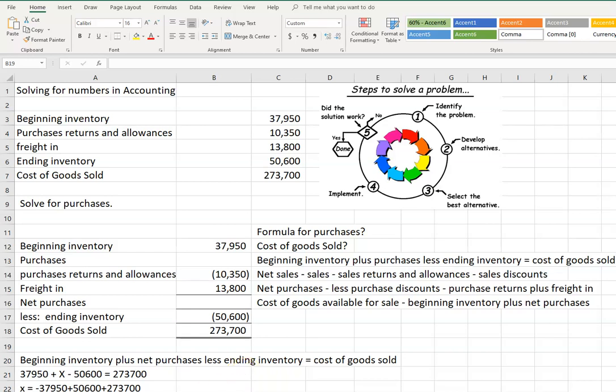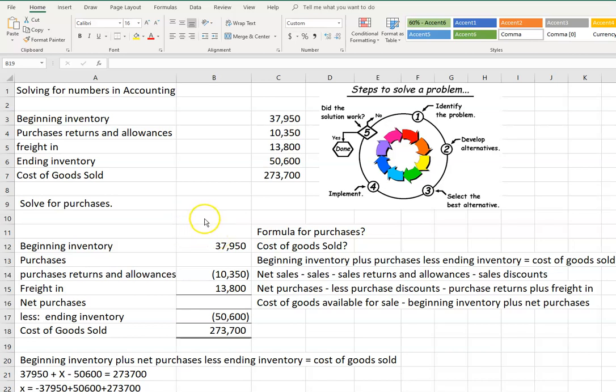Hi, this video is going to talk about how to solve a number in accounting. So you may be given a problem and you're asked to solve for something and you're not quite sure how to do it. So in this example, we're given a problem and we're asked to solve for purchases. What you may know is that you know how to solve for cost of goods sold, but you've never been told how to solve for purchases.